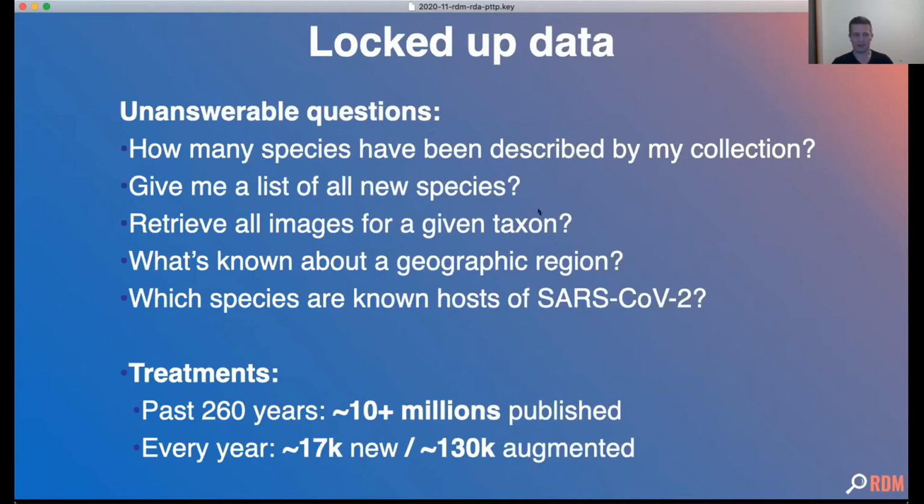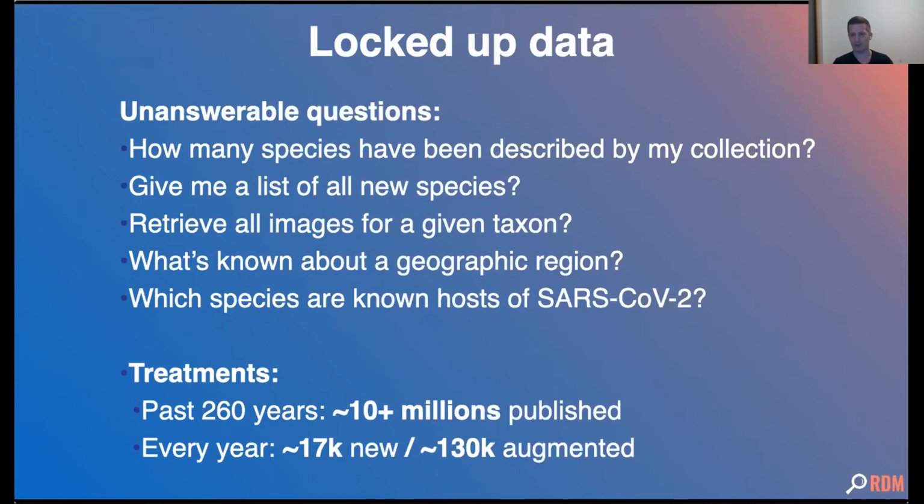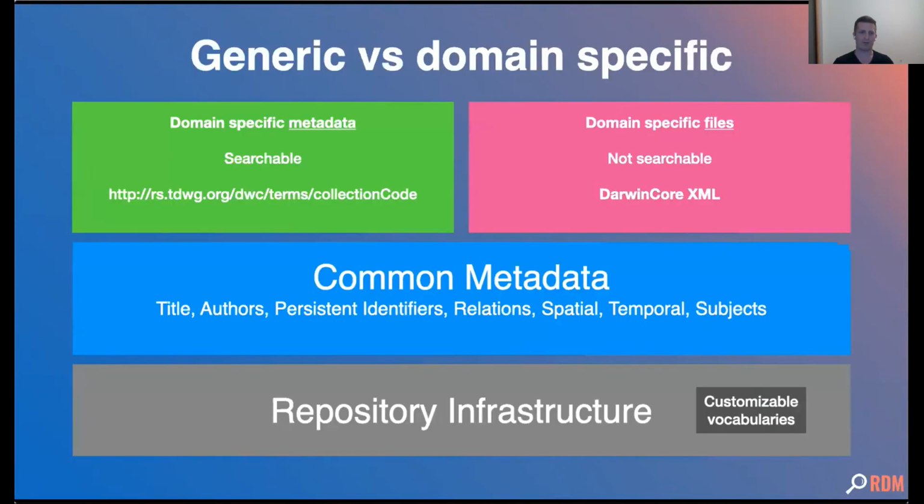And just to highlight the scale of the issue, it's the past 260 years of descriptions. It's almost about 10 million treatments that are hidden in this, and we're publishing about 17,000 new species a year. So there's a foreseeable amount of data here that's locked up in PDFs. So how do we try with Invenio RDM to make it more FAIR and more preservable?